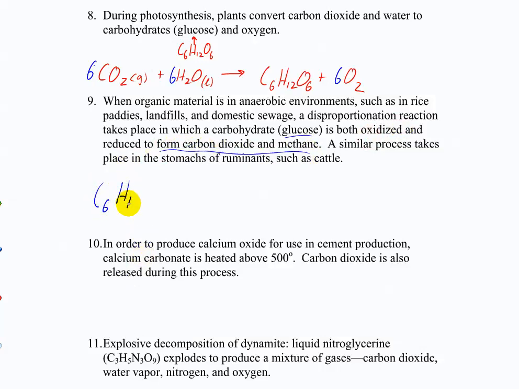So C6H12O6 forms methane and carbon dioxide. Is that balanced? How do we balance that? Two what?